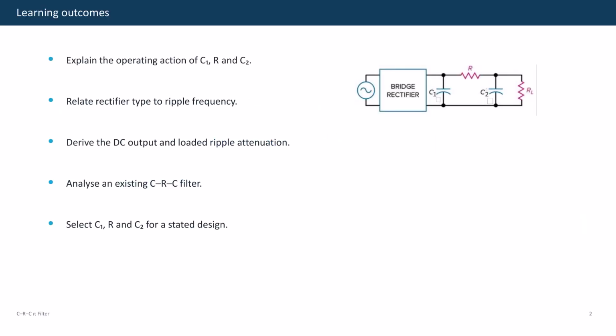By the end of the lesson, you should be able to explain the role of every component, calculate the relevant ripple frequency, form separate equivalent circuits for direct current and ripple, analyze an existing filter, and select practical component values for a new design. Keep the distinction between DC behavior and ripple behavior clear throughout.